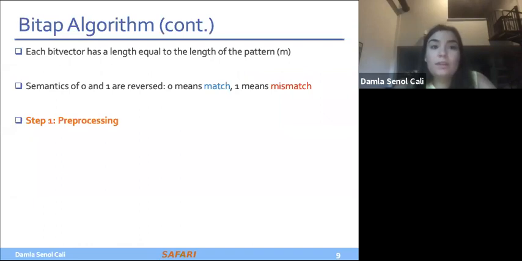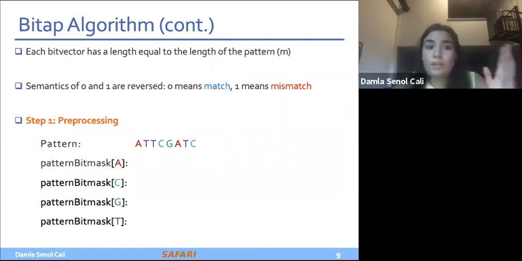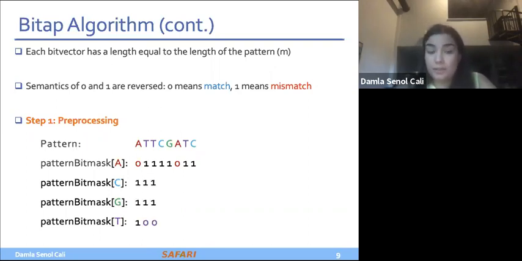So let's look at the first step, pre-processing, and assume that this is our pattern, and we need to generate those 4 pattern bitmaps. So starting from the leftmost character, we are iterating over the given pattern. And if we see the corresponding letter, which is A in this context, we put a 0. For all the other positions, we have 1. And we can fill the rest accordingly.